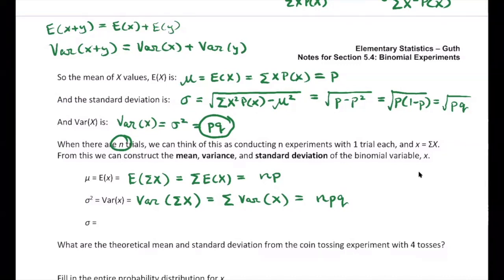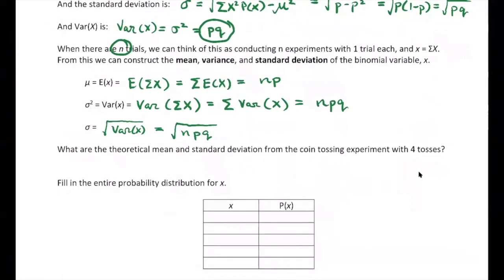Now, as I said, when we develop a formula like this, we start with the variance and then we go back to standard deviation, which is the square root of variance. So the standard deviation is the square root of the variance for the number of heads, and the variance is NPQ, so the standard deviation is the square root of NPQ. Just like that.